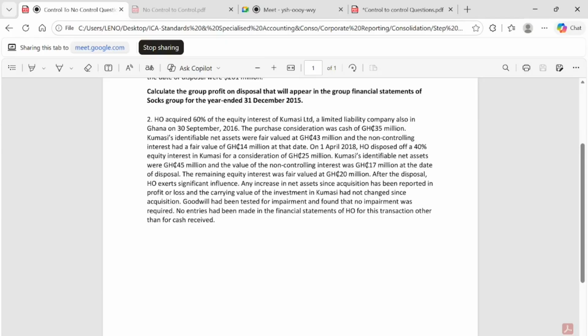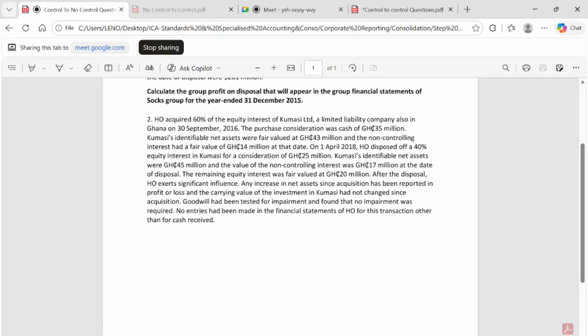Kumasi's identifiable net assets were fair valued at 43 million. And the non-controlling interest had a fair value of 14 million at that date. Do you understand? You understand what you call net asset fair value? And the non-controlling interest had a fair value of 14 million at that date. It means NCI at fair value. That's the meaning.